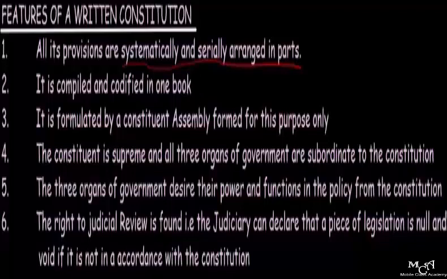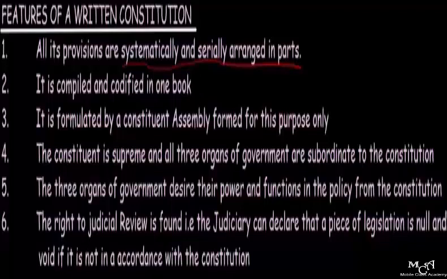Chapter 2 of the Constitution of Nigeria, for instance, deals with the fundamental principles and the objectives of government, like government provision of good roads, social amenities, potable water, environment, and all of the likes. They are in chapter 2. Chapter 4 then deals with things like our fundamental rights, the right to life, and so on. So we have several chapters in the Constitution. That's why we are saying that the provisions of the Constitution are systematically and serially arranged. When you say serial, you mean one after the other. They are arranged according to a particular order. So a written constitution is systematically and serially arranged in parts.